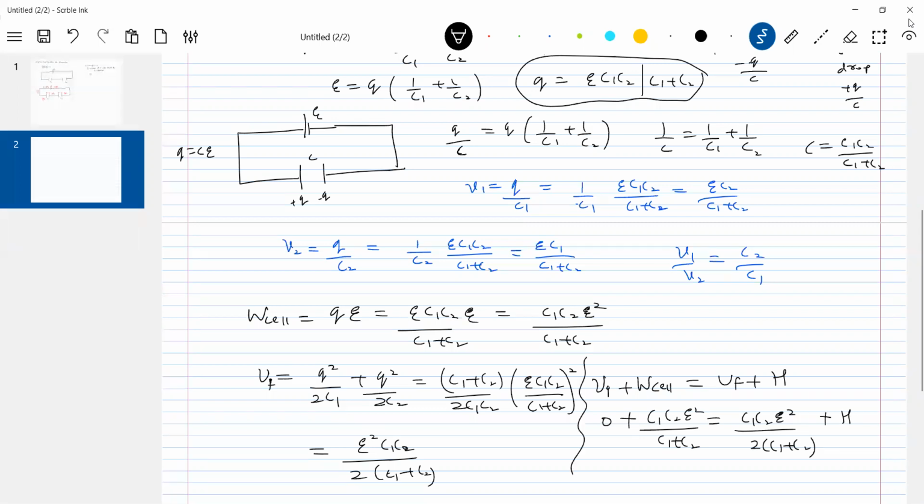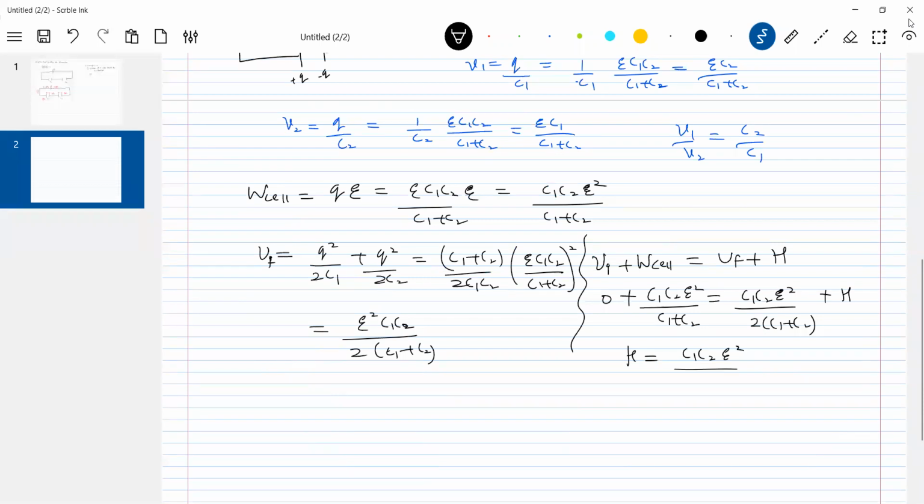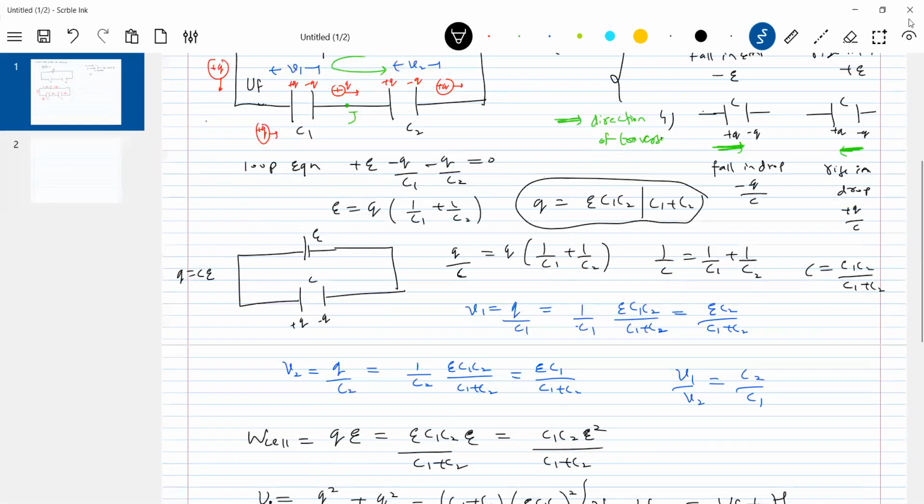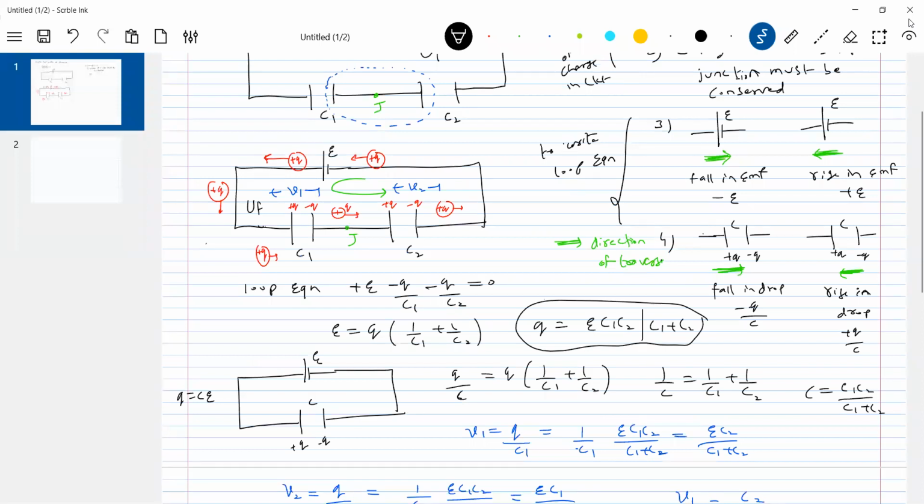So what do you mean by H here? H is the heat generated, which is equal to C1 C2 E square by 2 times C1 plus C2. This is the heat generated in the circuit. They may ask you very simple questions. Tell me, where does all that heat generate in the circuit? Who will take the H? H will be taken by these 3 segments of wire. This wire, and this wire. Getting it? Not only this wire. All that heat generated will be taken by this part of wire and this part of wire.